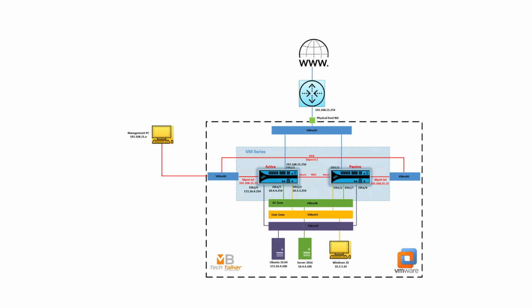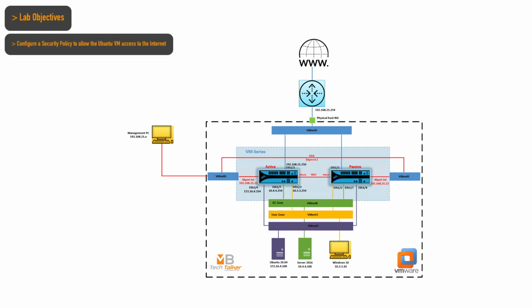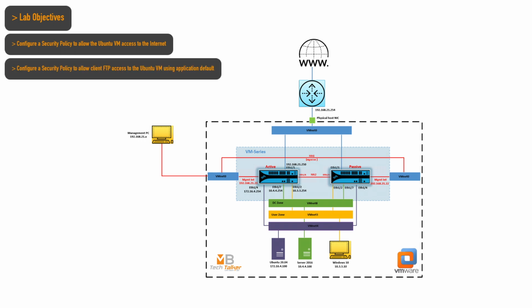Okay, so let's go through the lab objectives. So first of all, we need to configure a security policy on the next generation firewall to allow the Ubuntu VM access to the internet for updates and to download software packages. Then we need to configure a security policy on the next generation firewall to allow the client FTP access to the Ubuntu VM using application default.